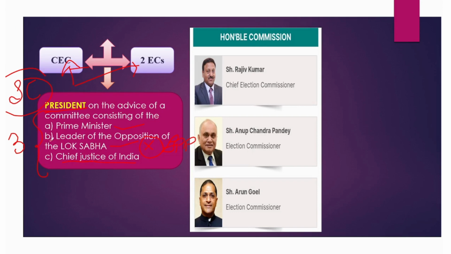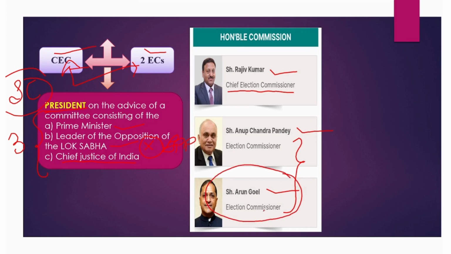These 3 members of the committee will recommend names to the President for the appointment of the Chief Election Commissioner and election commissioners in India. The present Chief Election Commissioner is Mr. Rajiv Kumar, and the 2 other election commissioners are Mr. Anup Chandra Pandya and Mr. Arun Goel. Recently there was a controversy about the appointment procedure of Mr. Arun Goel as an election commissioner.